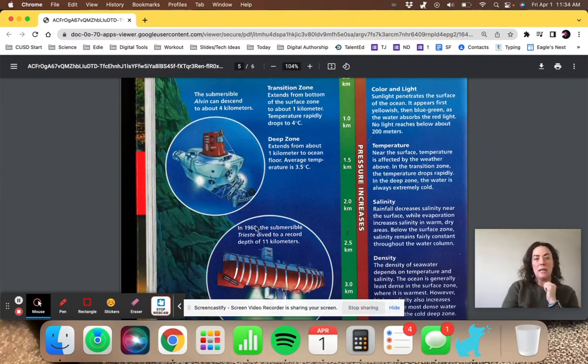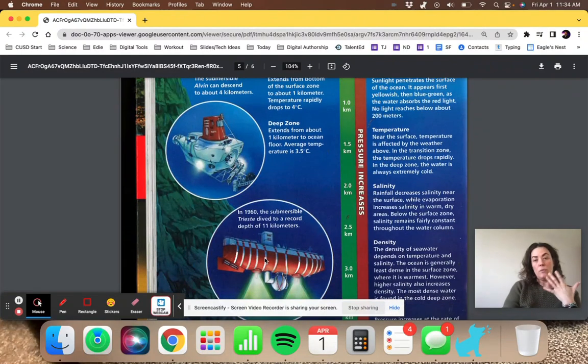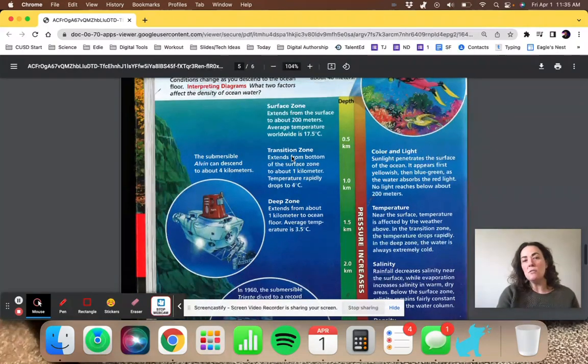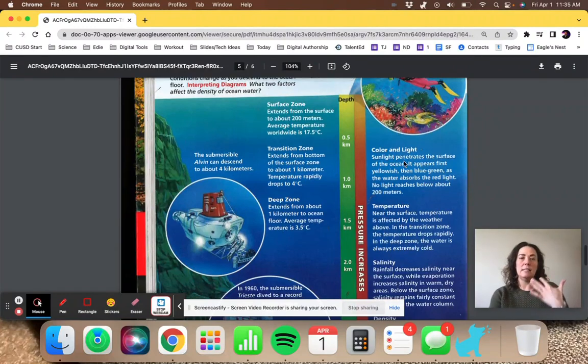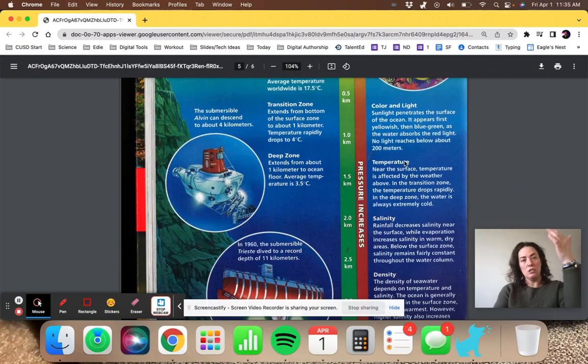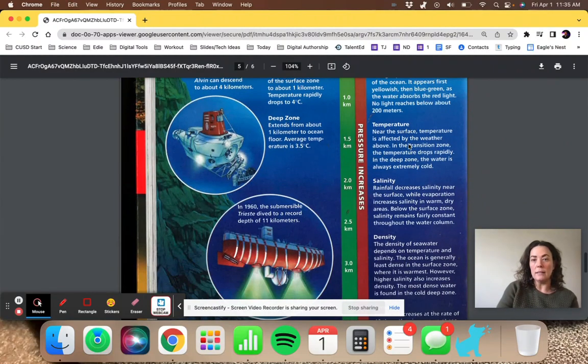And then this is called the Trieste. It dove to the record of 11 kilometers, and then they started to hear cracking, and so they had to abandon their mission and come back to the surface, because obviously there were people in there, and if something had happened, those people would not have survived the ascension to the surface. So again, looking at these different zones, we have the surface zone, the transition zone, and the deep zone, and we're going to be talking about how color and light, temperature, salinity, density, and pressure change as you continue to go into the water column.